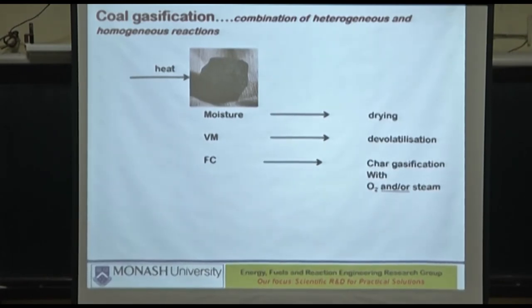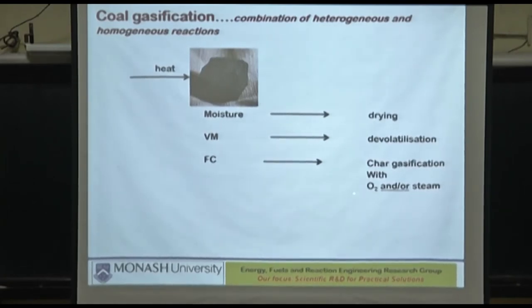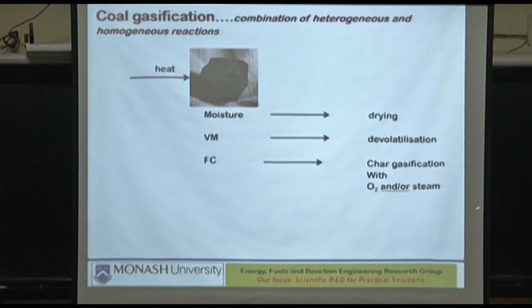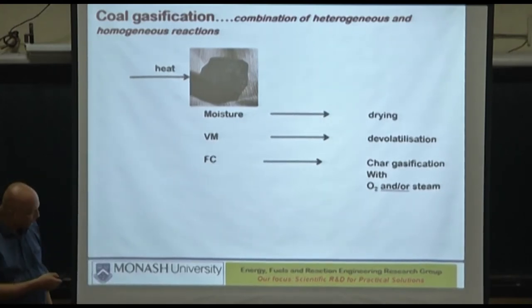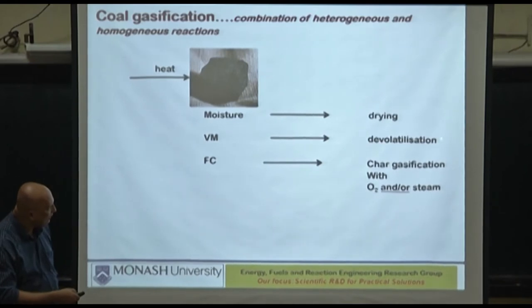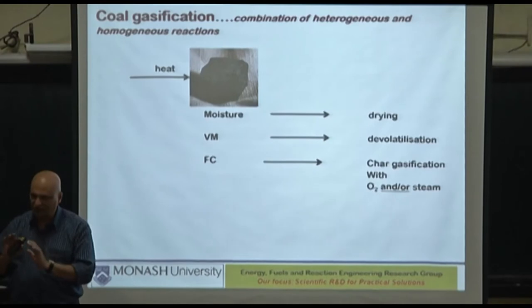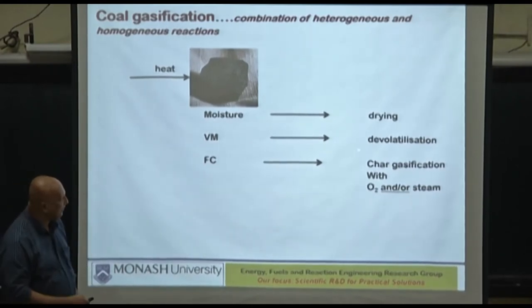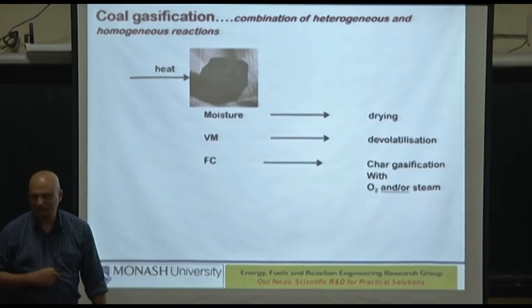It also depends on what your purpose is. So char gasification, you will need either oxygen and steam. Coal gasification means the products of coal gasification are the products coming from this stage and the products coming from this stage.